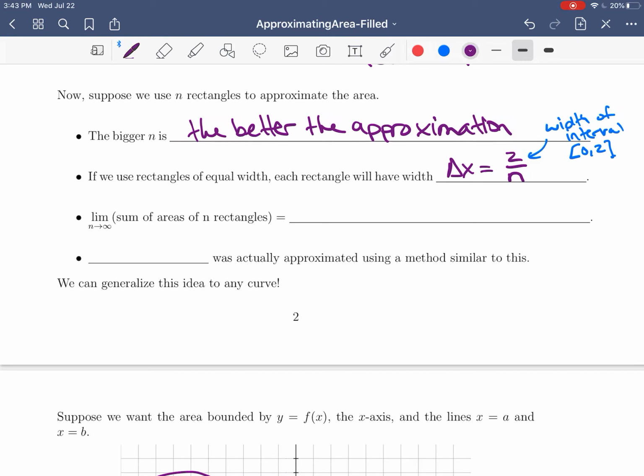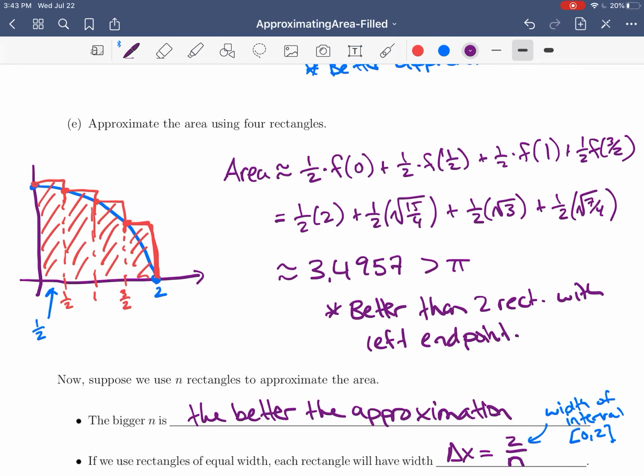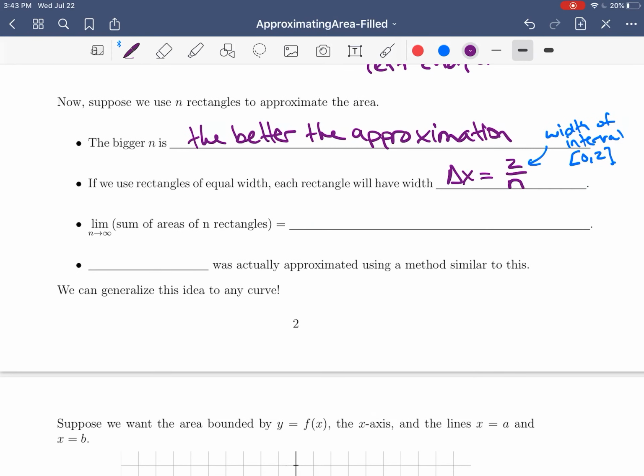Now, if we take the sum of the areas of these n rectangles, the more and more rectangles we use, the better the approximation is going to be. So if we let the number of rectangles go to infinity, and we think of the limit as that happens, if we add up the areas, we're going to get the actual area. Okay, so it's going to approach the actual area.